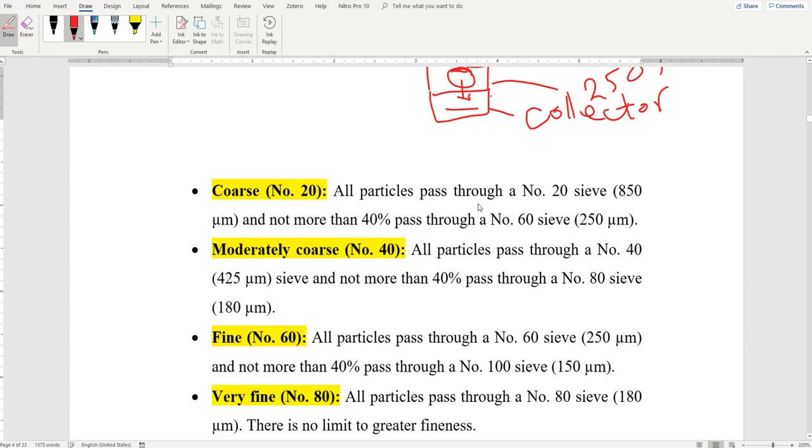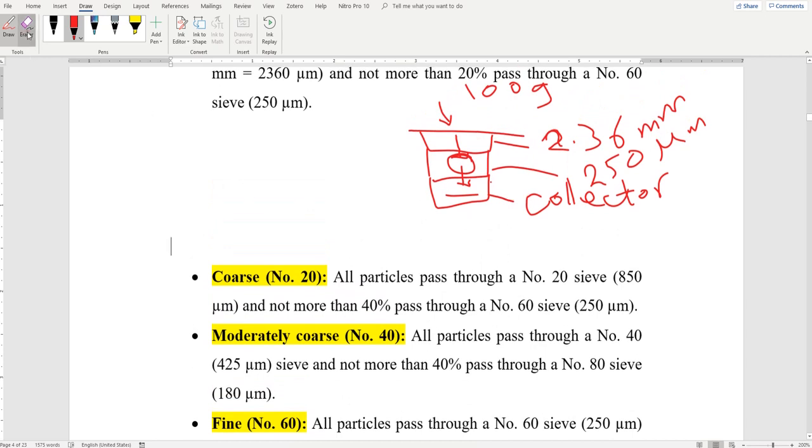Now let's see if you understand this, and we'll apply it to the second class of powders, which is coarse. For coarse powders, now all the particles that you loaded here must pass through sieve number 20. 20 means 850 micrometers. So all of the powder that you loaded will pass through this sieve, meaning the largest size is 850, and then be careful, not more than 40% pass through sieve number 60.